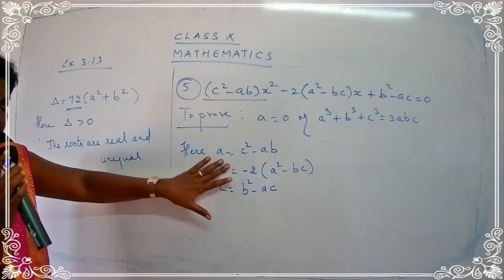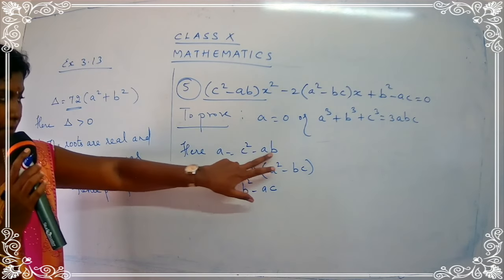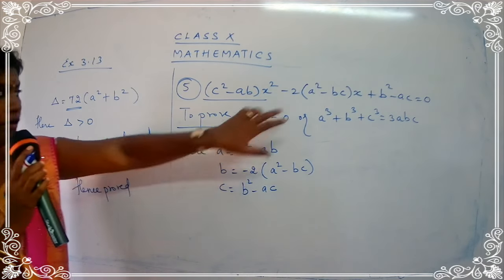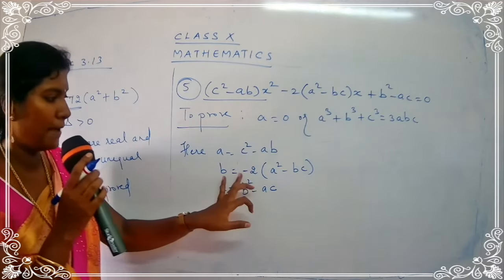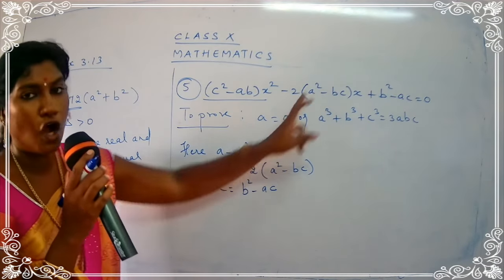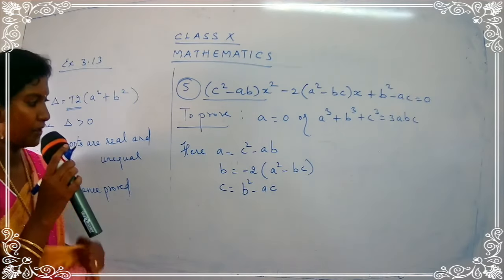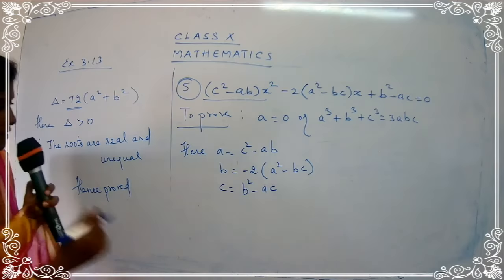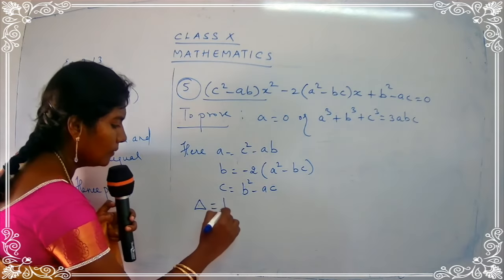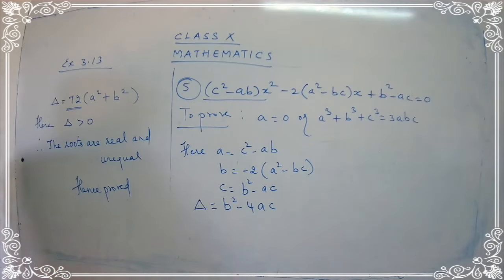How do you get the value for a? The coefficient of x square, c square minus ab. How do you find the value for b? Coefficient of x, minus 2 a square minus bc. c is the constant term. What is the constant term, children? B square minus ac. Let's find out the value for delta. What is the formula for delta? B square minus 4ac. Let's substitute all the values.